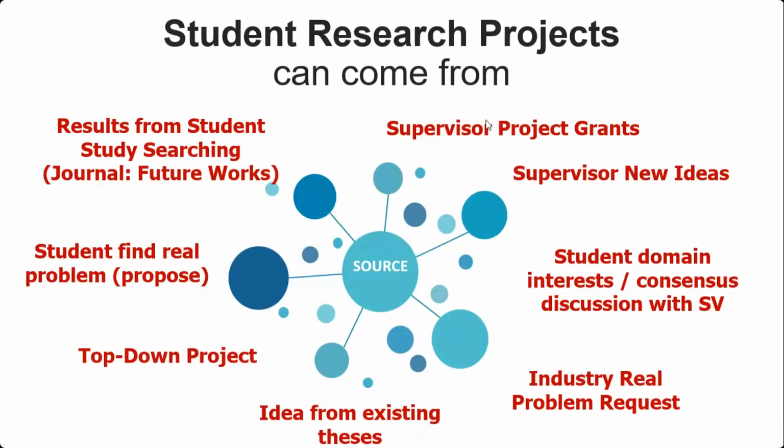For example, the first one, supervisor project grant. Your supervisor has a grant, and when he or she has a grant, they require students to do research. Some grants maybe can be divided or segregated into a few research projects. For example, three students will do one project. So it depends on the supervisor if they have the project grant, or the supervisor has some new idea.